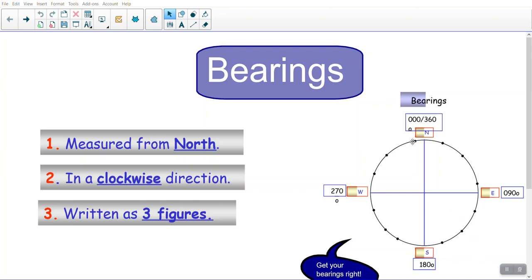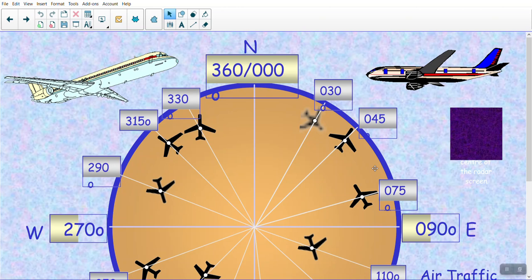So here is a rough idea of the basic directions given as bearings. The north is represented by 000 or 360 degrees. The east is 90 degrees. South is 180 degrees. The west is 270 degrees. Bearings are used in real life for navigation, for example, pilots flying the plane or navigating ships across the sea.